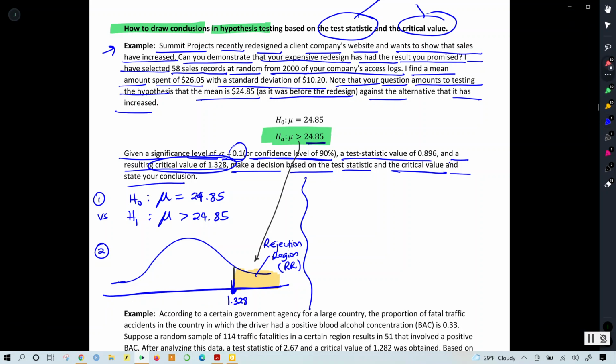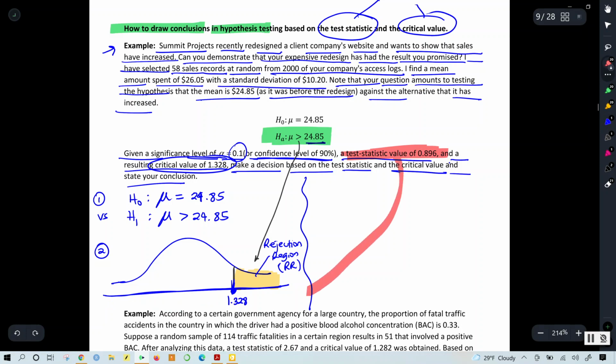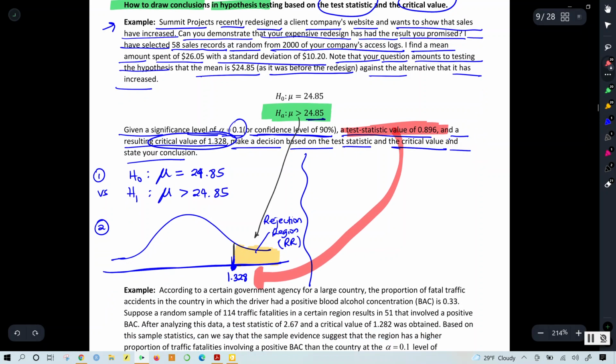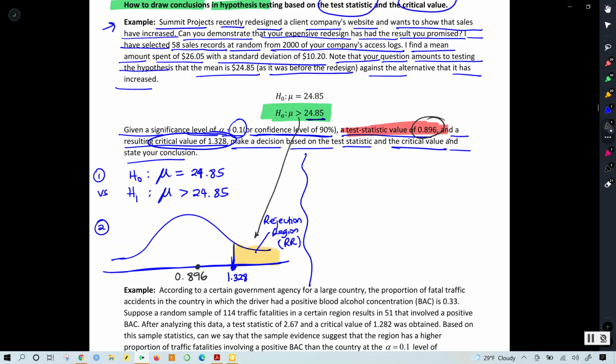Then I need to now decide where does the test statistic fall relative to the critical value? Well, without mincing words, we observe that 0.896 is less than 1.328, so it should come before it reading from left to right. So what we find here is that 0.896 does not, keyword, does not fall in the rejection region.